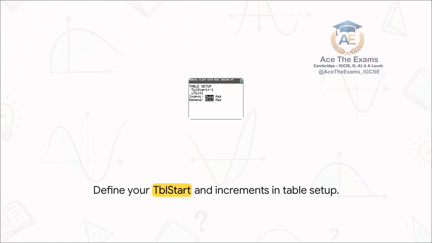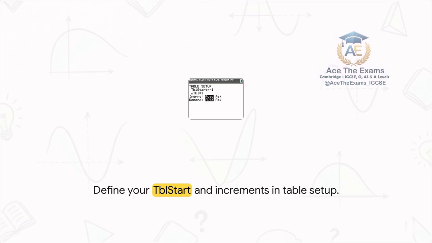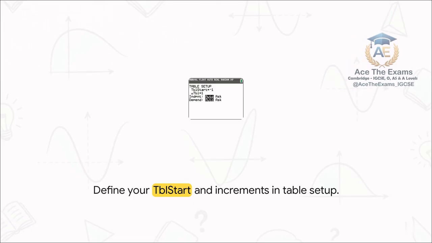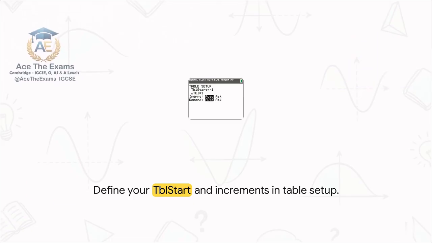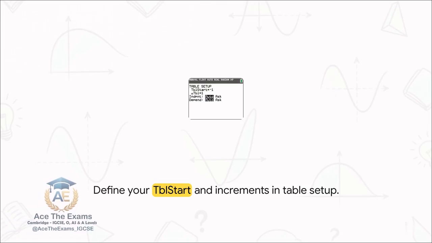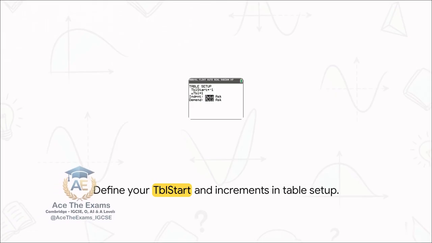Now, we face a bit of a challenge. Let's call it Find the Flaw. When you're looking at your table setup screen, you absolutely must define your starting point, known as TBL start, and your increments, known as delta TBL. Think about it. If an exam question asks you to analyze a domain from -3 to +3, and you carelessly leave your TBL start at 10, you are going to waste precious time scrolling forever. Set your starting point to match the exam question's domain perfectly, and set your increments to 1 for clear whole number coordinates. Taking those 10 seconds to configure these properties properly is a true hallmark of an A-star student.